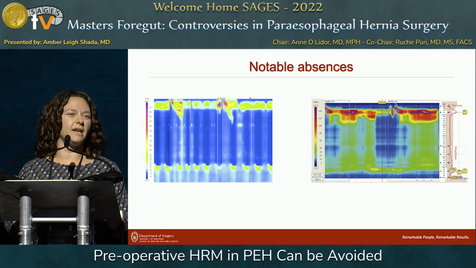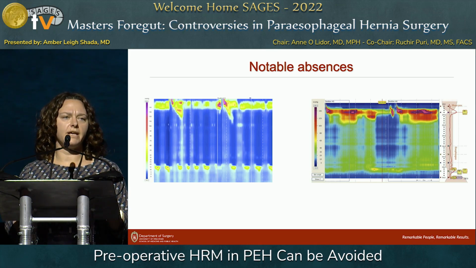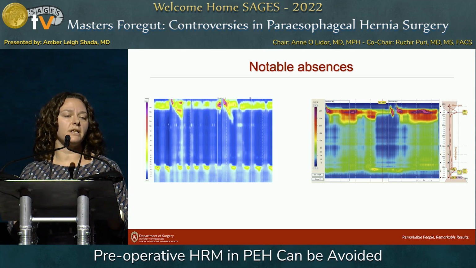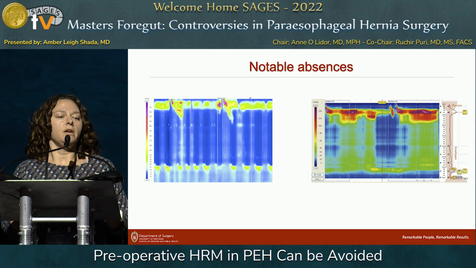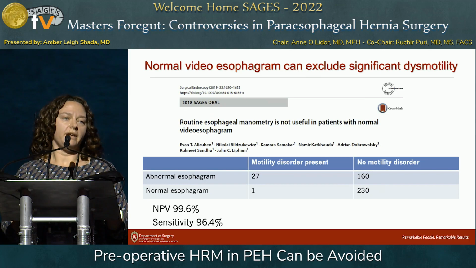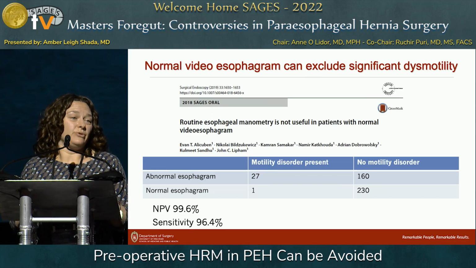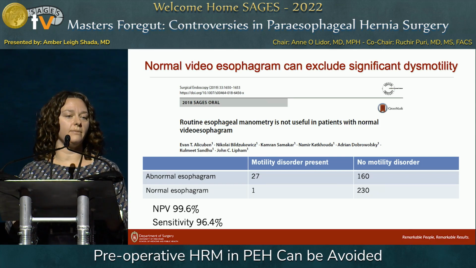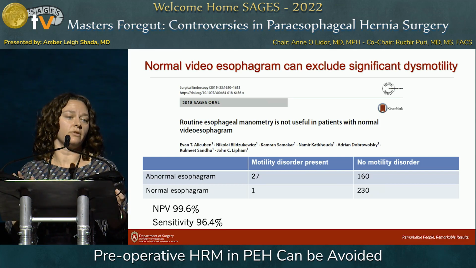But here's the groups that aren't included in those studies. The patient on the left has aperistaltic esophagus, normal IRP, so it's not achalasia, but they don't have any body function, right? And the person on the right has type 2 achalasia, so you obviously don't want to miss that. But you're probably not going to miss that if you do an esophagram, right? A correct, properly performed esophagram can exclude a major motility disorder.